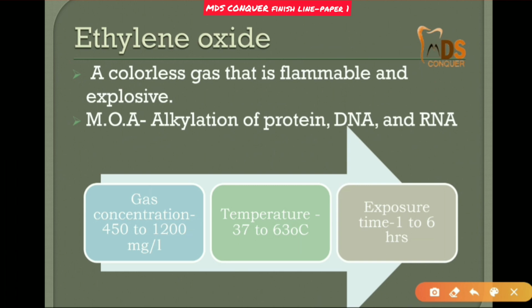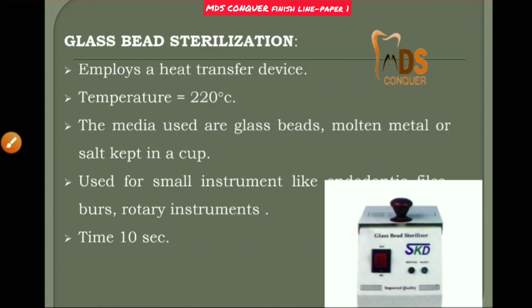Coming to ethylene oxide sterilization, it is flammable. The mechanism of action is alkylation of the protein, DNA and RNA. Then the gas concentration, the temperature used and the exposure time are mentioned. Then coming to glass bead sterilization, the temperature maintained is 220 degrees Celsius and the time is 10 seconds, mostly used for endodontic files, burs and rotary instruments.